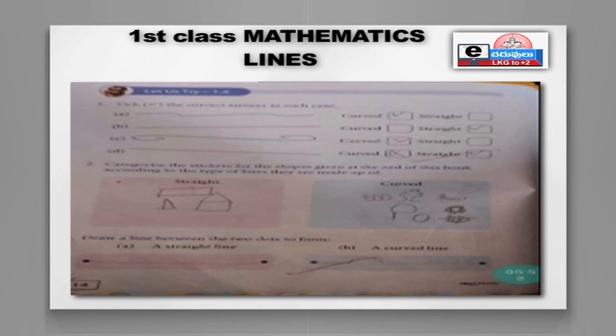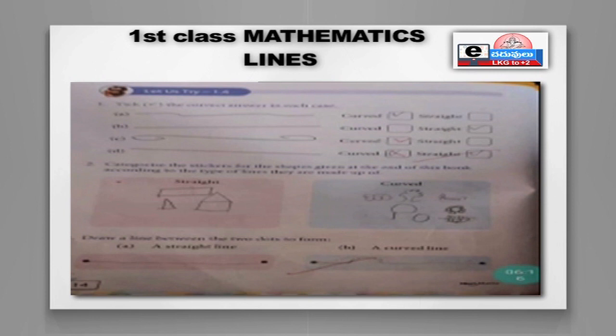Okay. Next, third bit. Draw a line between the two dots to form. See, the given two bits. One is a straight line, one is a curved line. From dot to dot, you have to draw a straight line for A bit. From dot to dot, for B bit, you have to draw a curved line.